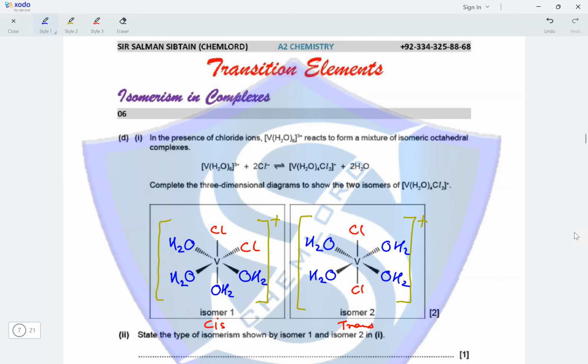And state the type of isomerism shown by isomer 1 and isomer 2. So what we have shown here is known as cis-trans or geometrical isomerism.